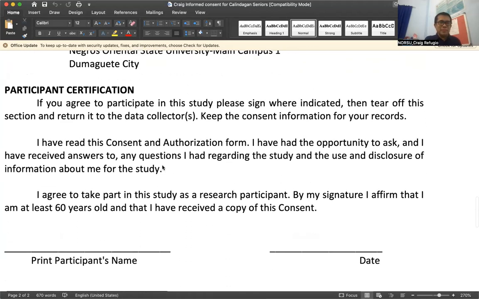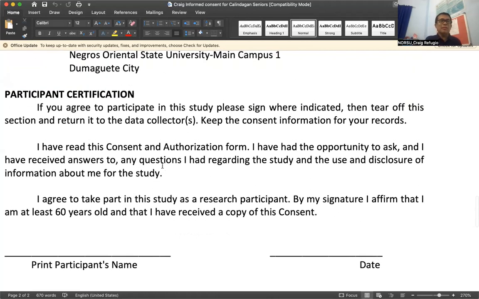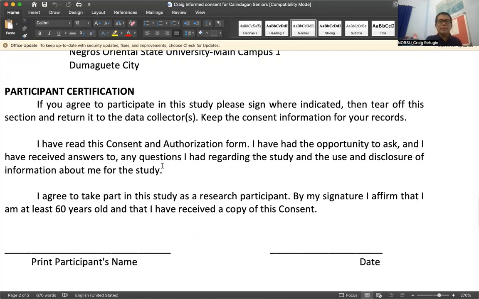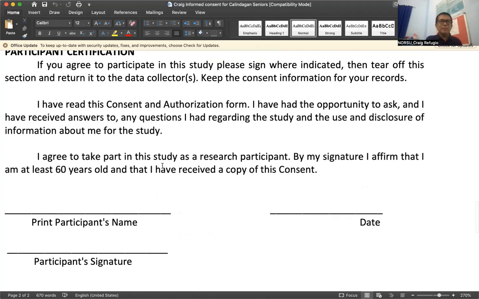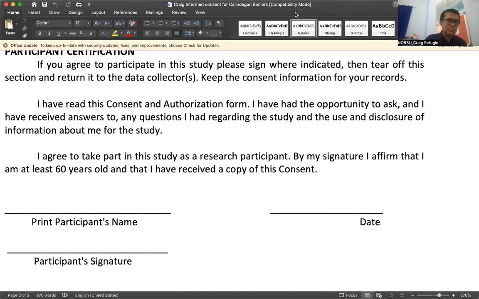Participant certification. So this is the nature of the certification. If you agree to participate in this study, please sign where indicated, then tear off this section and return it to the data collectors. Keep the consent information for your records. I have read this consent and authorization form. I have had the opportunity to ask, and I have received answers to any questions I had regarding the study and the use and disclosure of information about me for the study. I agree to take part in this as a research participant. By my signature, I affirm that I am at least 60 years old and that I have received a copy of this consent.